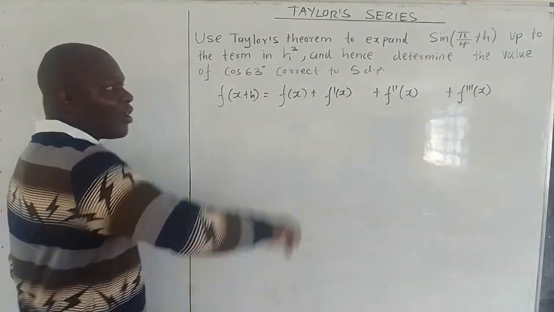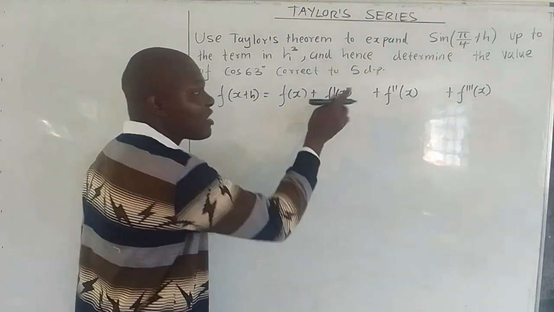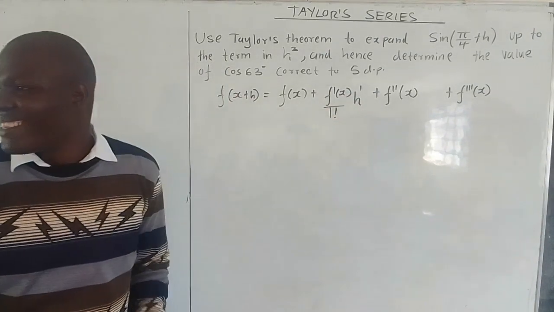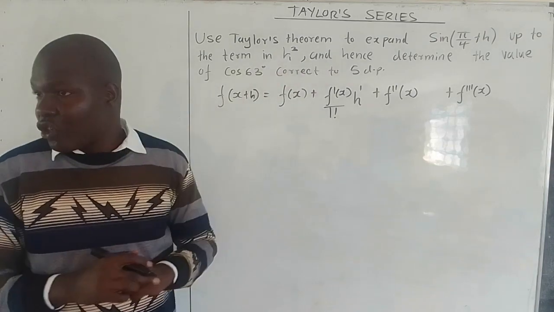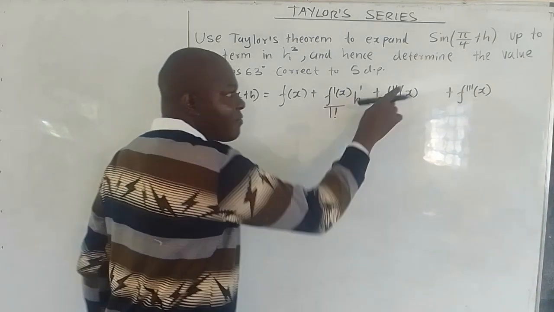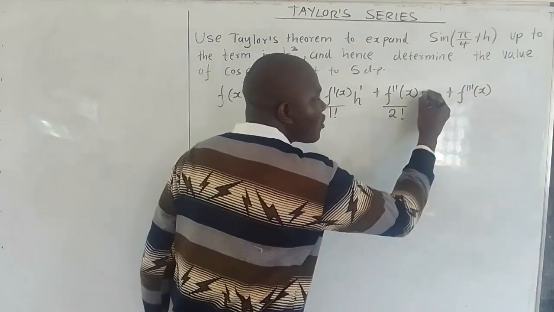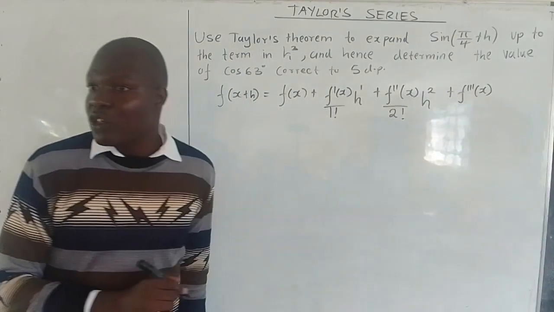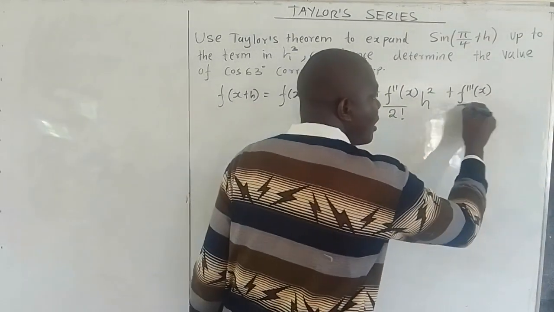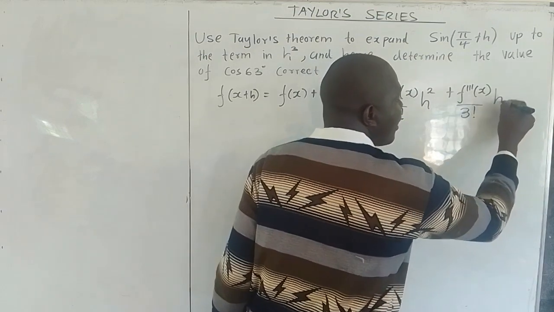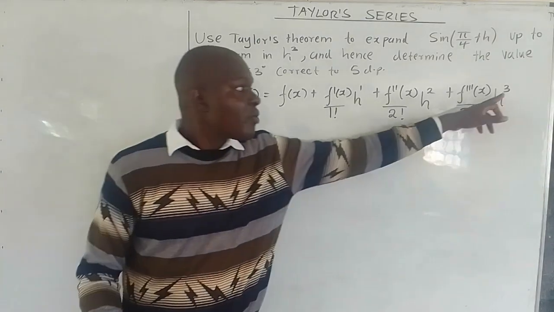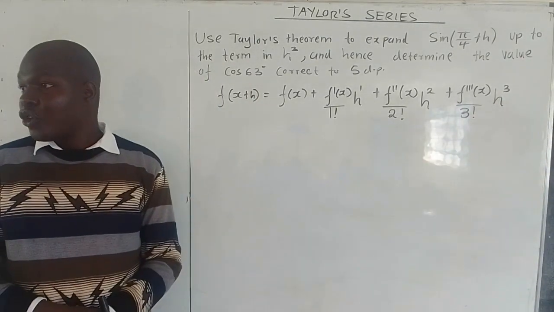Then you come back. When you have f'(x), meaning it is over 1 factorial, then your h is raised to power 1, isn't it? Ascending powers of h. Are we together? Is that understood? Yes. When you have f'', meaning it is over 2 factorial, then your h is raised to power 2. Is that okay? When it is f'''(x), meaning it is over 3 factorial, then your h is raised to power 3. So you reach up to the term in h cubed, isn't it?